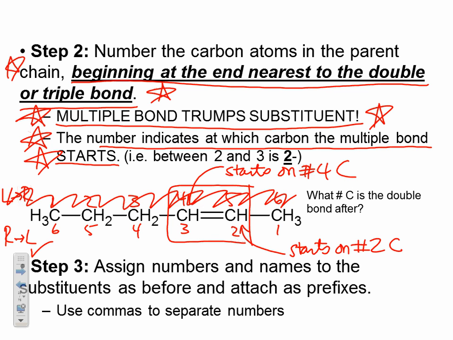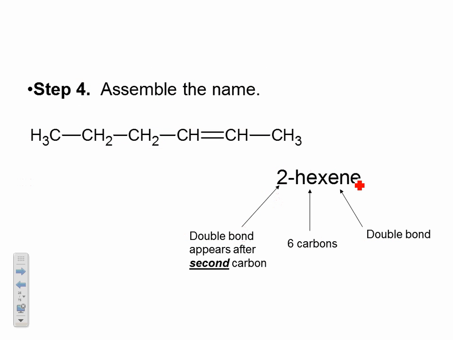So it shows here. So if the double bond, like it says, is between the 2 and the 3 carbon, then I would use the number 2 in the name. So assembling this entire name together, we have this compound which contains 6 carbons.